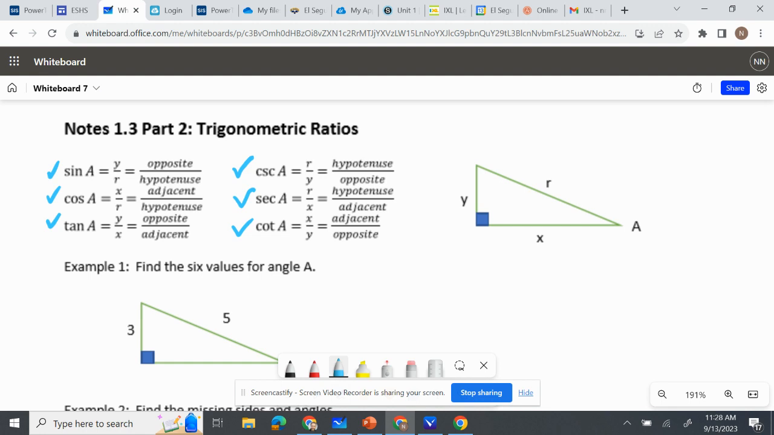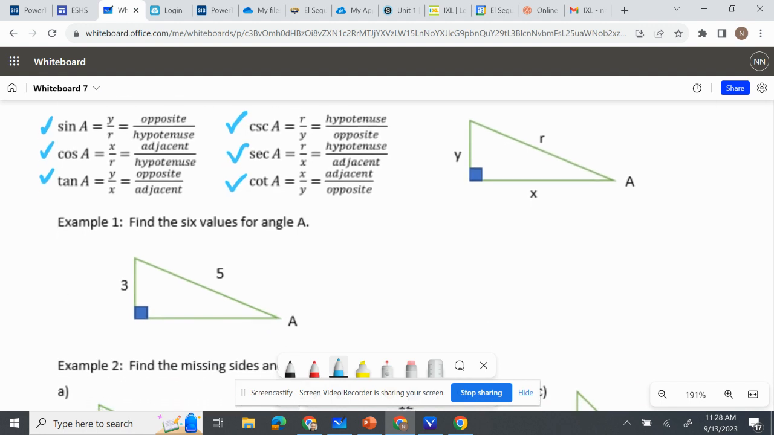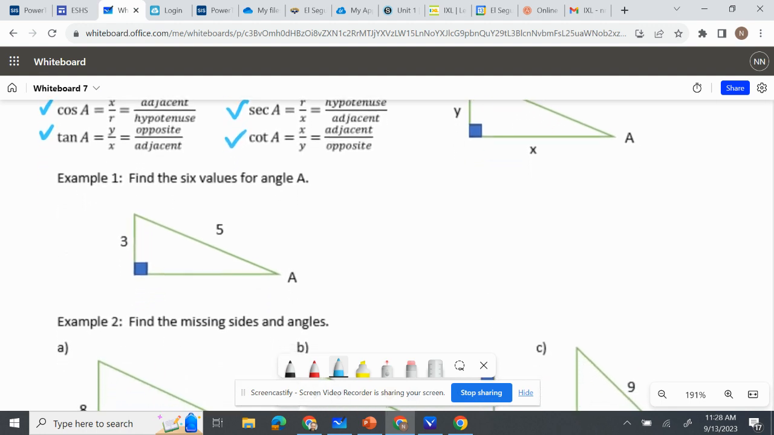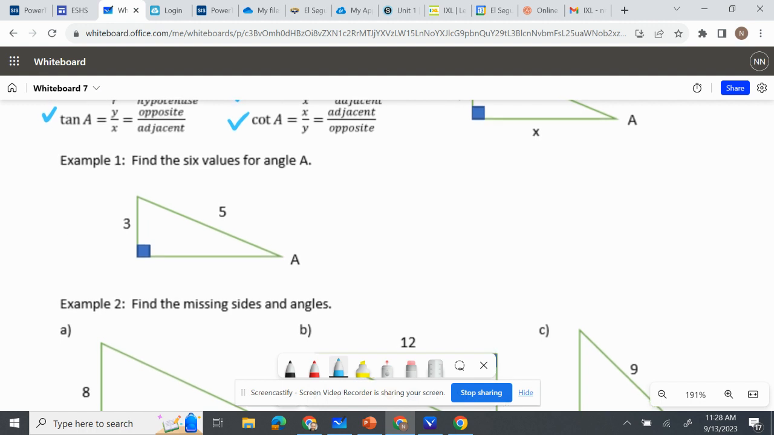So what we're going to do is take this triangle and find the 6 values for angle A. Now, one of the problems is we have two sides. We're missing the third side. So we're going to use the Pythagorean theorem. 3 squared plus b squared equals 5 squared. That would be 9 plus b squared equals 25. B squared equals 16. So that means that b equals 4. So we have our missing side.